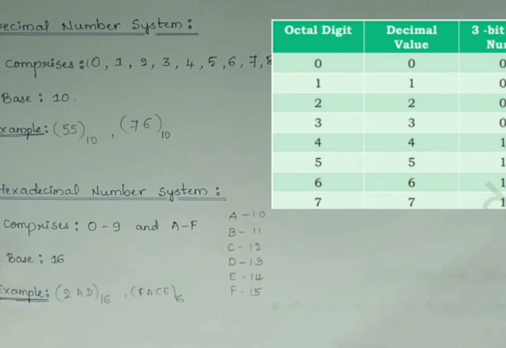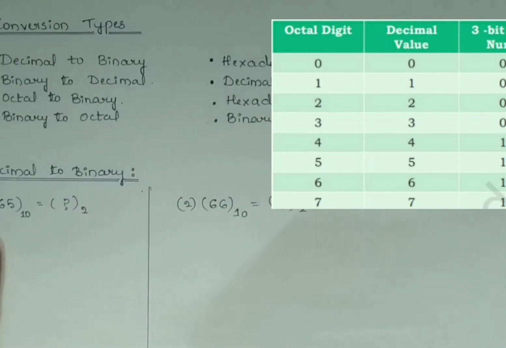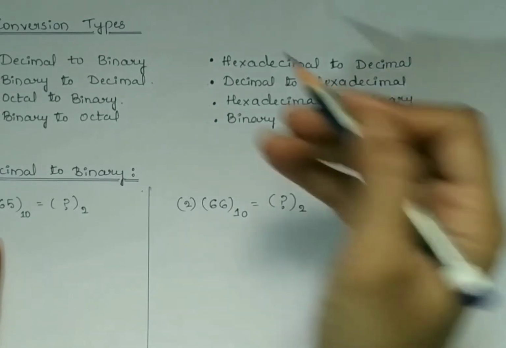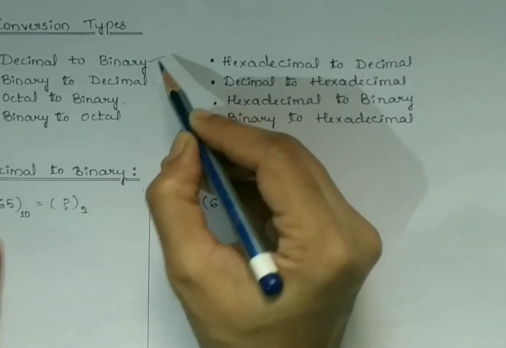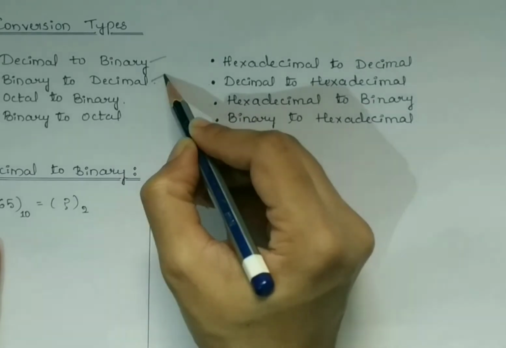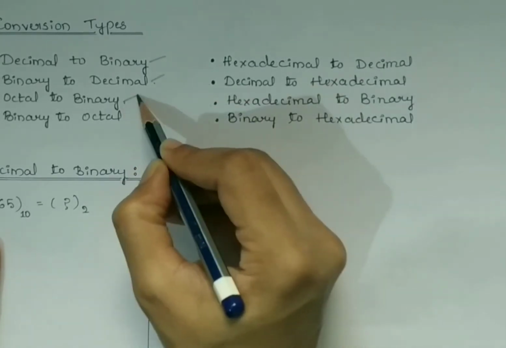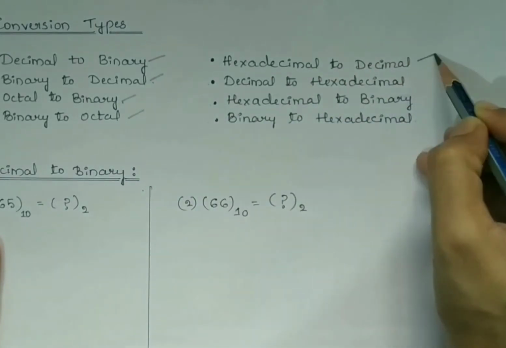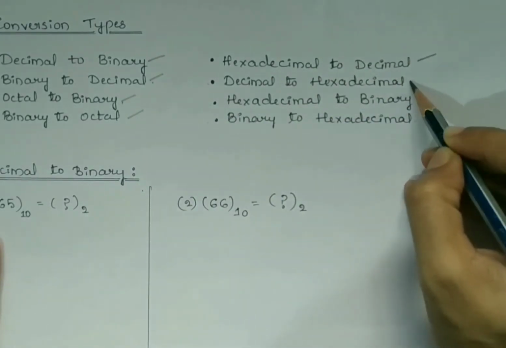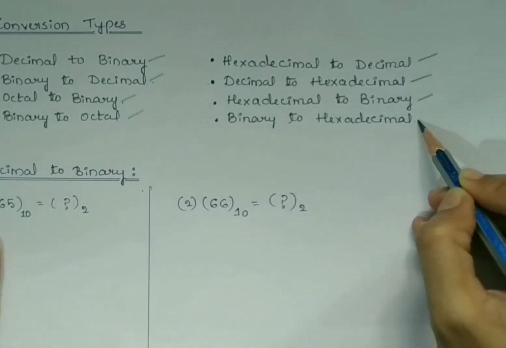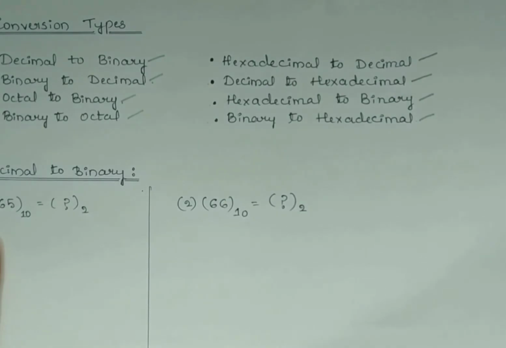Let us move to the next point. Here we have different types of conversions of number systems. First one is decimal number system to binary number system. Next is binary to decimal. Next is octal to binary and binary to octal. Next is hexadecimal to decimal, decimal to hexadecimal, hexadecimal to binary and binary to hexadecimal.